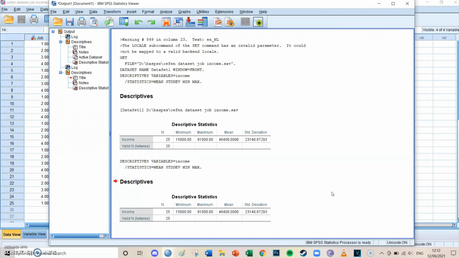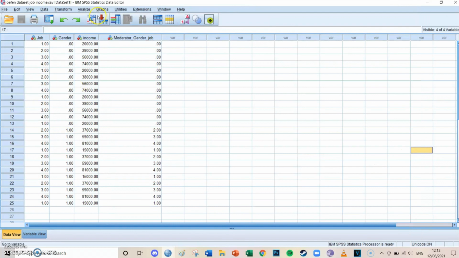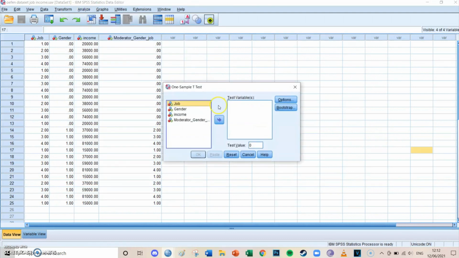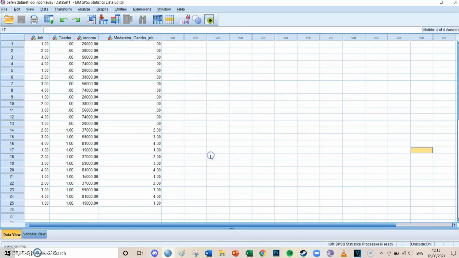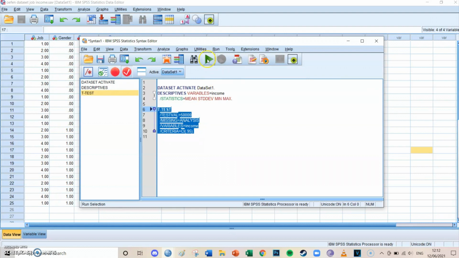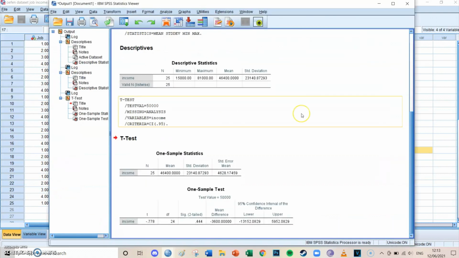That's always what we want to know in statistics. So what you're going to do is go to Analyze, Compare Means, and then One Sample T-Test. And then the test variable is going to be income. And the test value is going to be 50,000, as I said before. Then you press paste, you go to your syntax, you select the t-test with the test value 50,000, the variable is income, 95% confidence interval, and you press run selection.